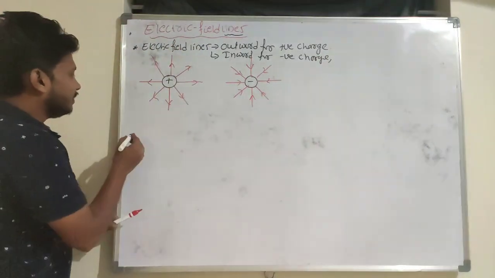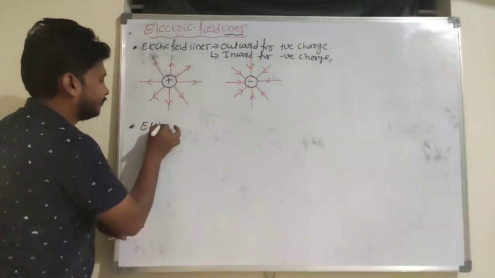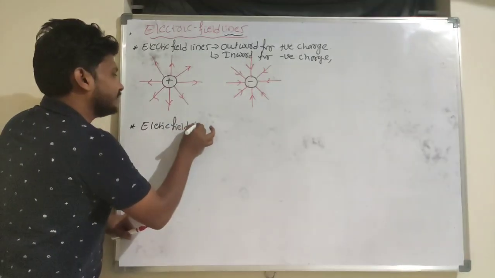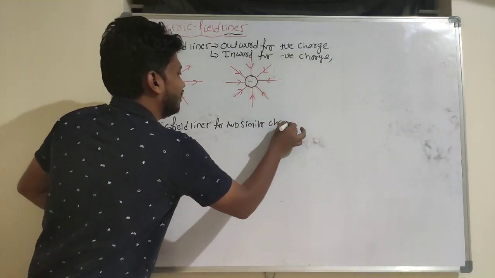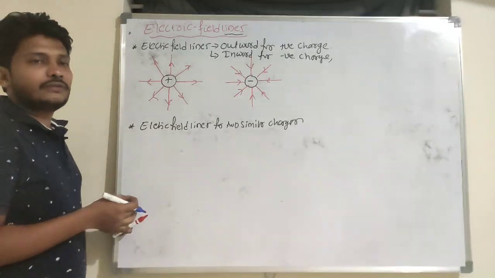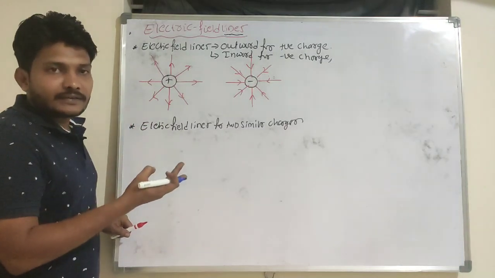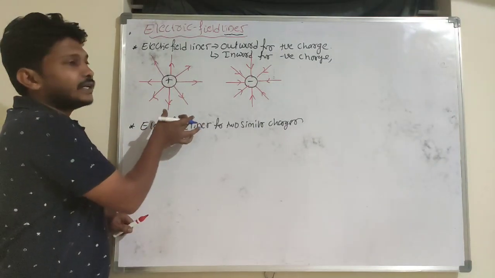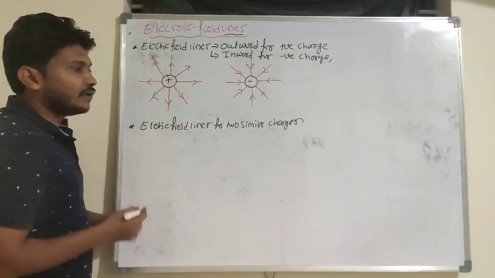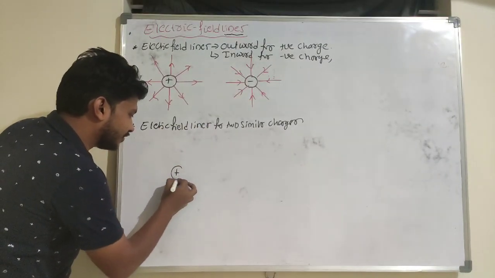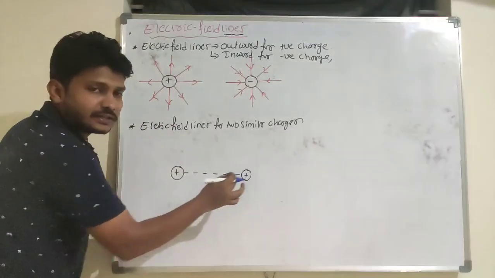For example, what is the direction of electric field lines for two similar charges? In theory examinations, most of the time they ask questions like that. Sketch the electric field lines for two similar charges, and sketch the electric field lines for two dissimilar charges. Sketch the electric field lines for a positive charge and for a negative charge. So what is the direction of electric field lines for two similar charges? Similar charges means both positive or both negative. Two like charges will repel each other.